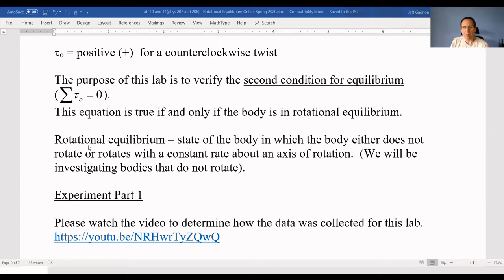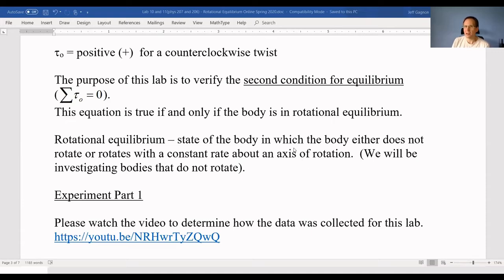Well, it turns out that if I calculate the sum of the torques, so this equation right here, the sum of the torques about any point that I choose for my axis of rotation, it has to sum to 0. So that's the condition for something to be in rotational equilibrium. The sum of the torques has to equal 0. And this has a name, it's called the second condition for equilibrium.